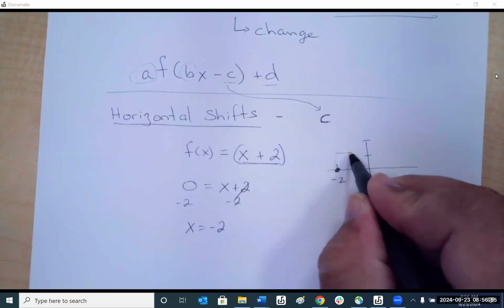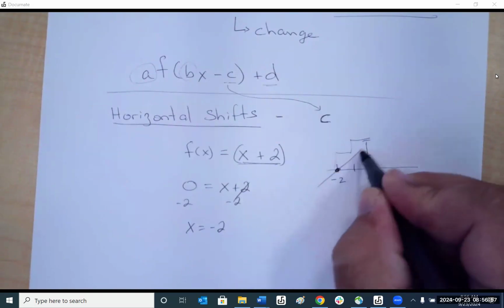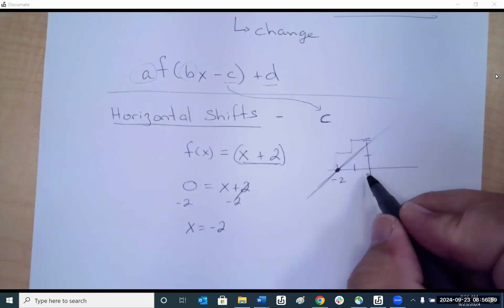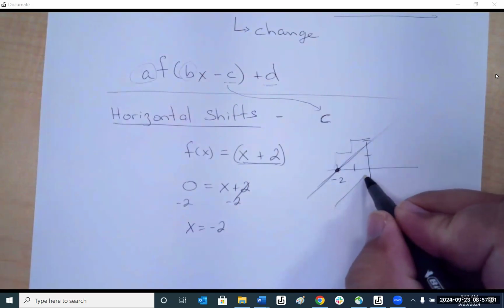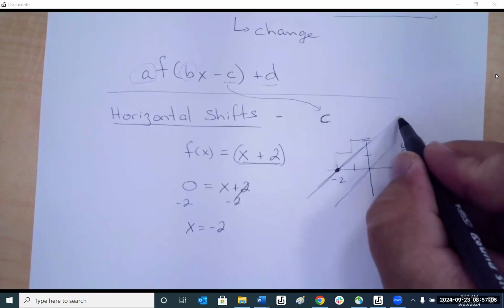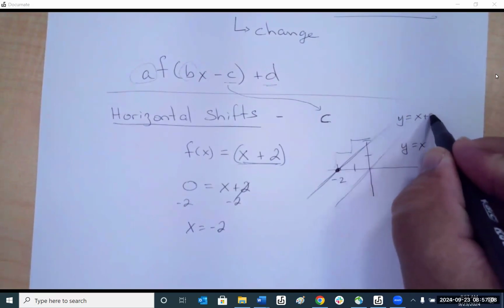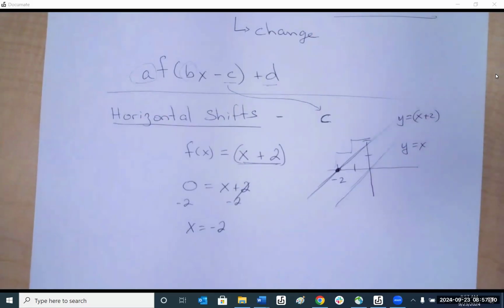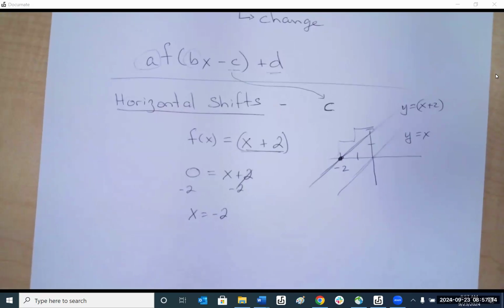Then it goes up 1 over 1, up 1 over 1. So now we have this graph. The graph originally used to just go through the origin. This is y equals x. Now this is y equals x plus 2. Let's look at another example.